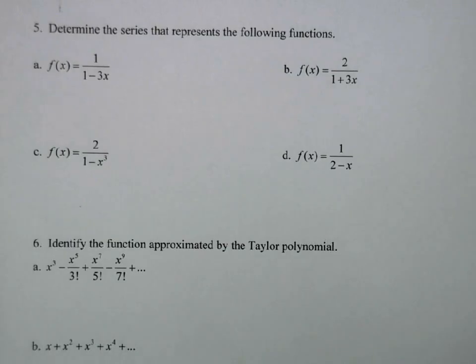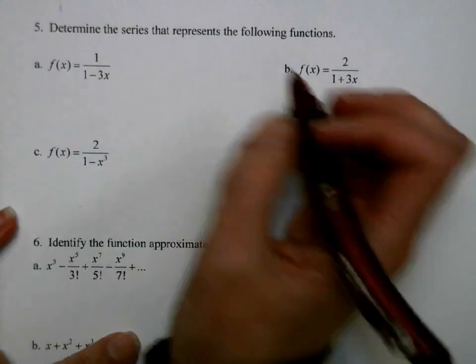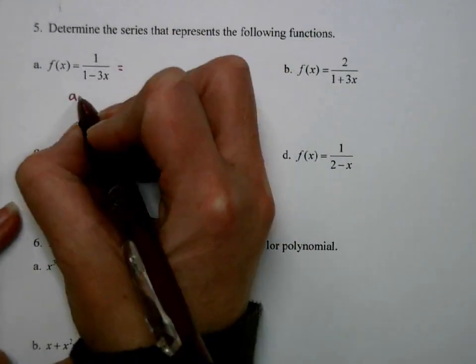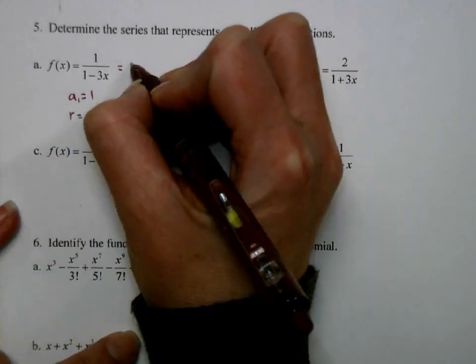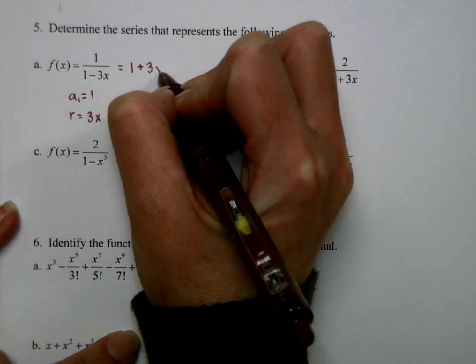Okay, all of these ones are infinite geometric. So we're looking for a1 over 1 minus r. I can expand it out because my a1 here is 1, my r is 3x. So we have 1 plus 3x plus 9x squared, and so on.